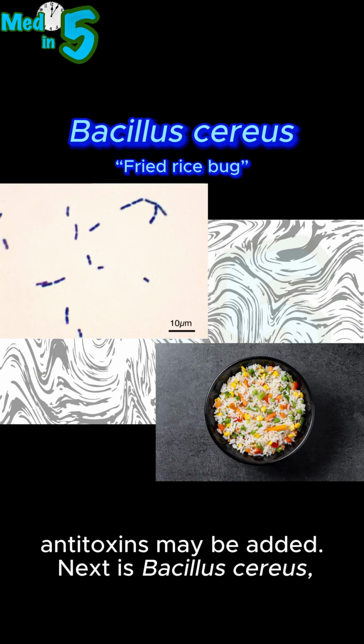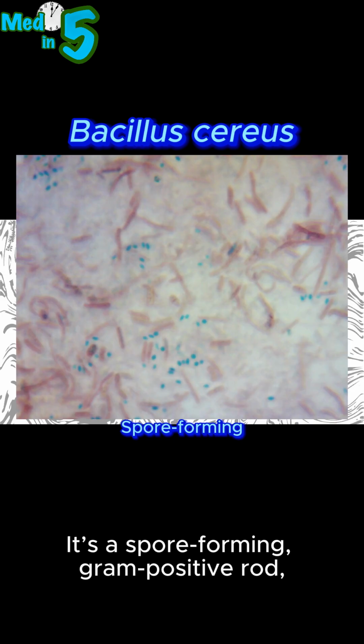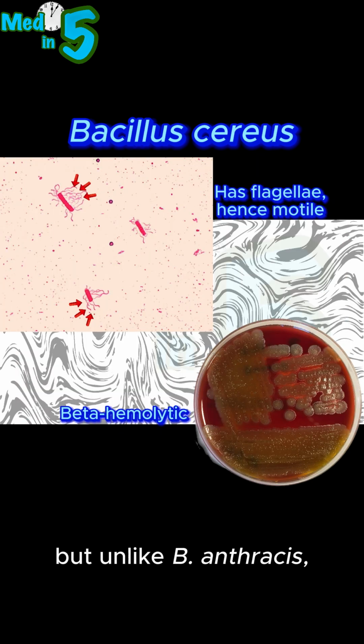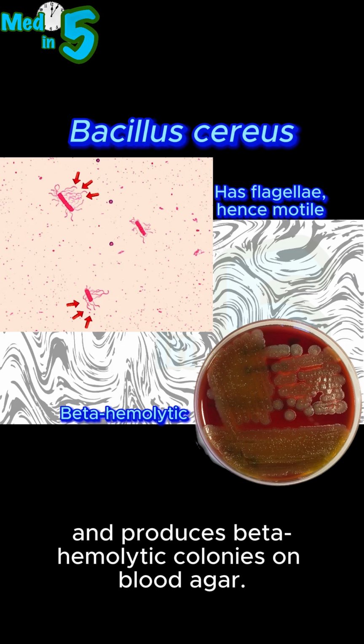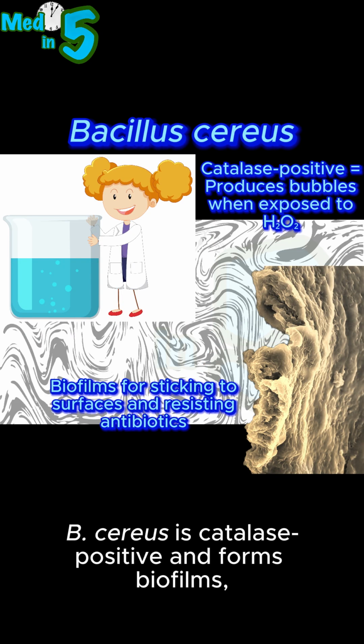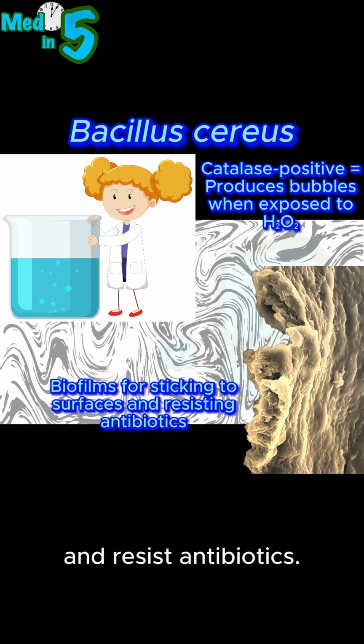Next is Bacillus cereus, aka the fried rice bug. It's a spore-forming, gram-positive rod, but unlike B. anthracis, it's motile and produces beta-hemolytic colonies on blood agar. B. cereus is catalase positive and forms biofilms, which can help it stick to surfaces and resist antibiotics.